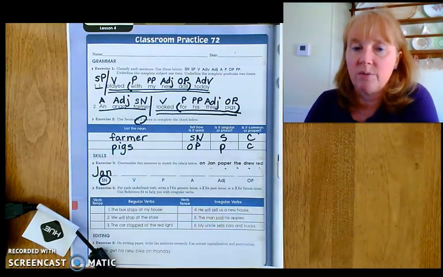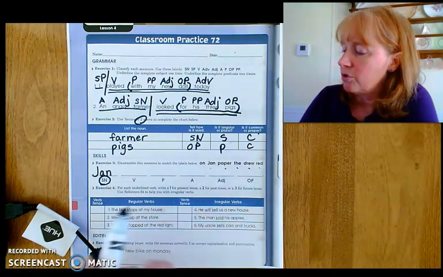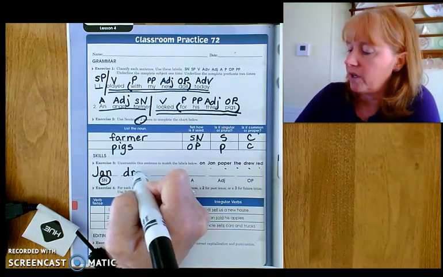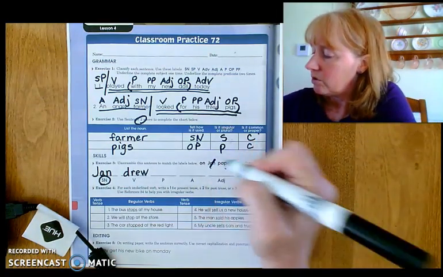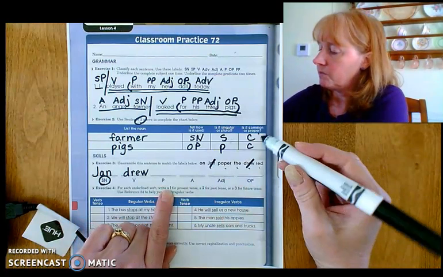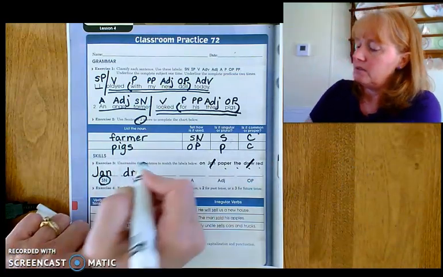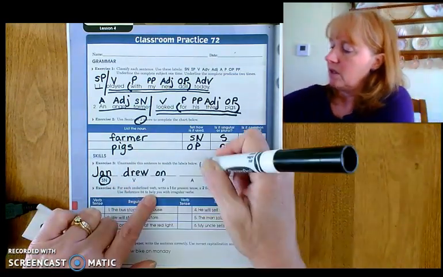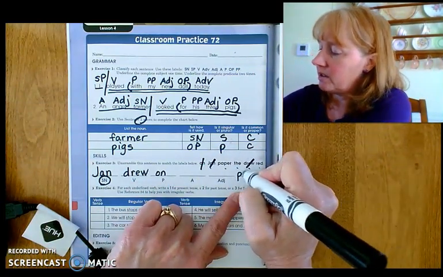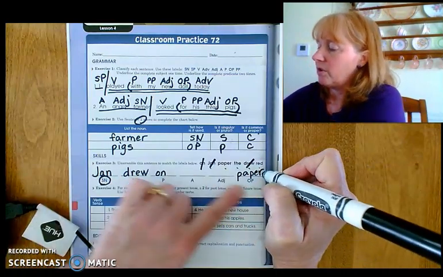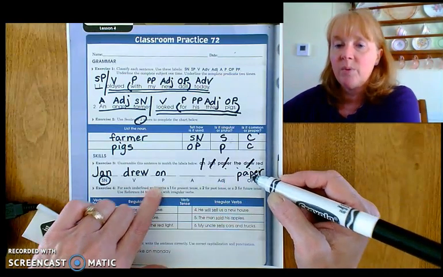We could change it later if we were wrong, right? What can Jan do? She drew. Paper can't do too much, so this makes more sense. Jan drew. Which one of these is a preposition? On. On what? On paper. Okay, now our sentence is starting to sound like something. Jan drew on paper. That could be a sentence by itself, couldn't it? Jan drew on paper. But we can add some more details.